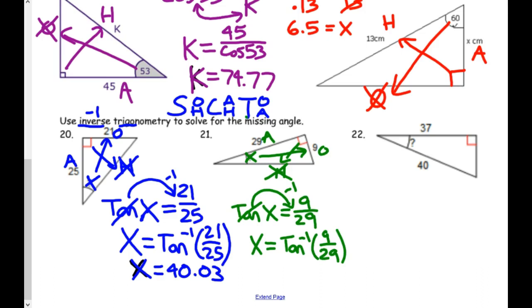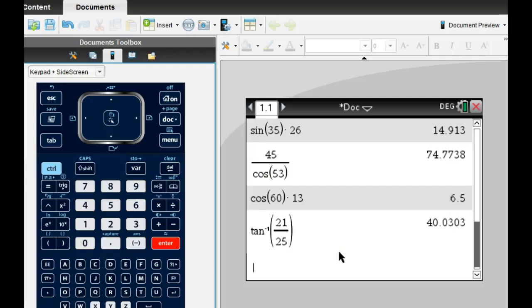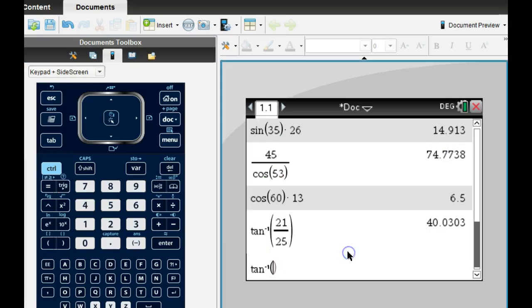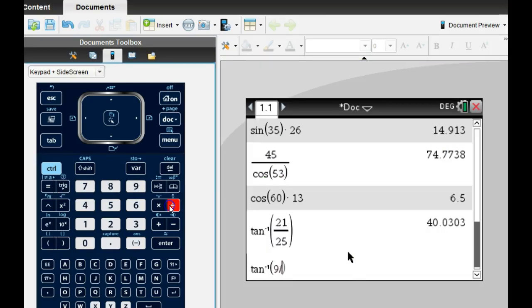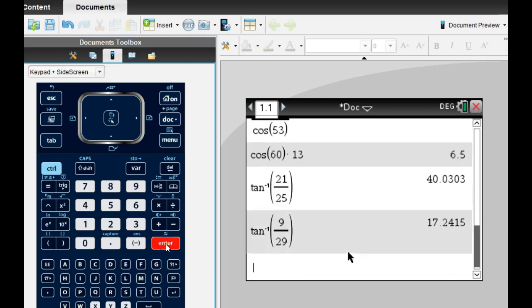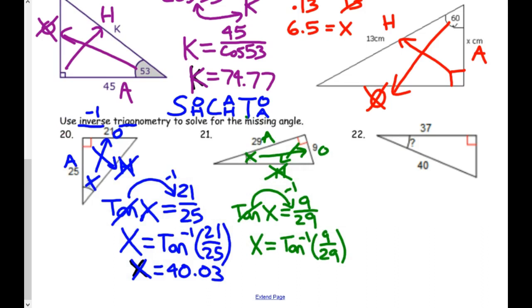So now we just got to type in our calculator, tan inverse 9 over 29. Trig on the bottom. Tan inverse 9 over 29. Enter, and I get 17.24.